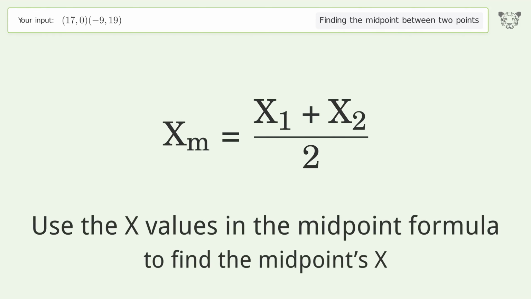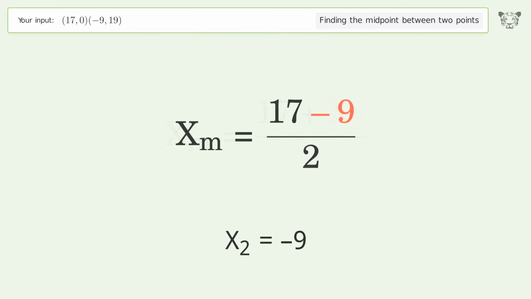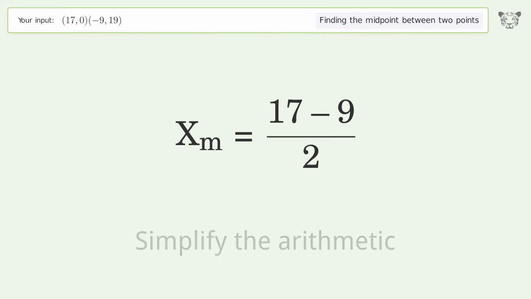Use the x values in the midpoint formula to find the midpoint's x. x1 equals 17. x2 equals -9. Simplify the arithmetic.